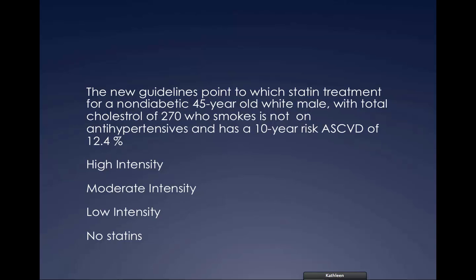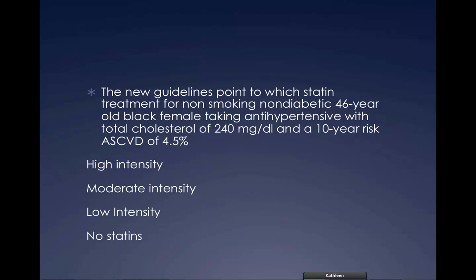The new guidelines point to which statin treatment for a non-diabetic 45-year-old male with total cholesterol of 270 who smokes, is not on antihypertensive, and has a 10-year atherosclerotic cardiovascular disease score of 12.5? Some of the answers are high intensity, moderate intensity, low intensity, no statins, and the answer is high intensity.